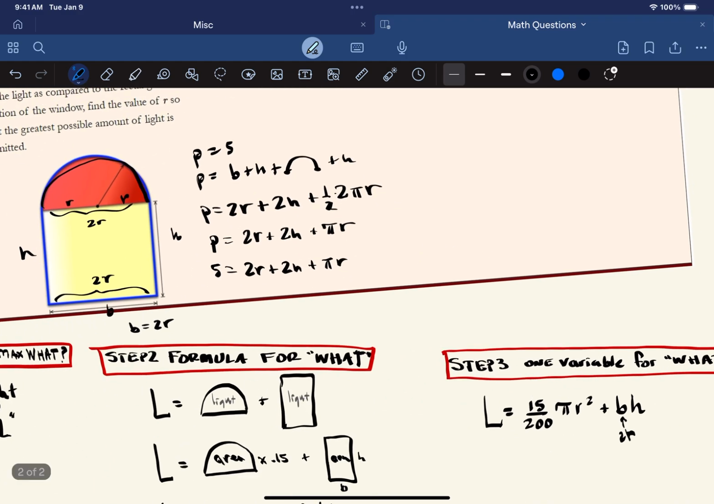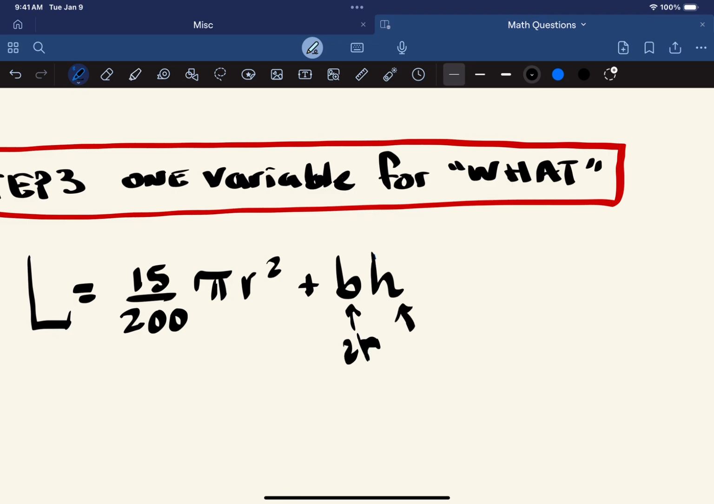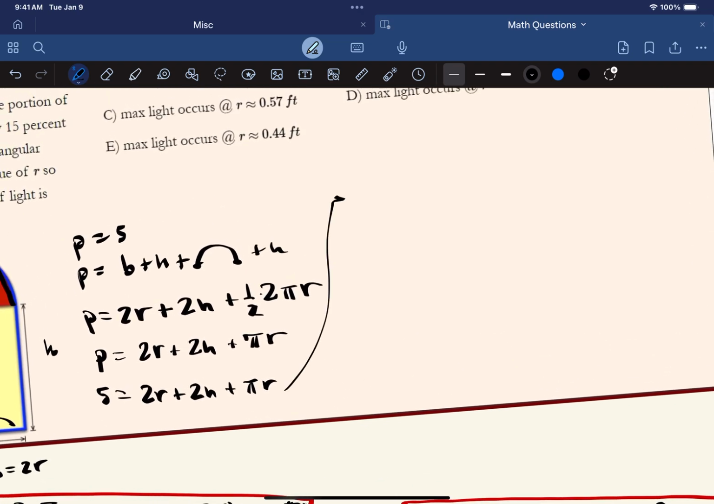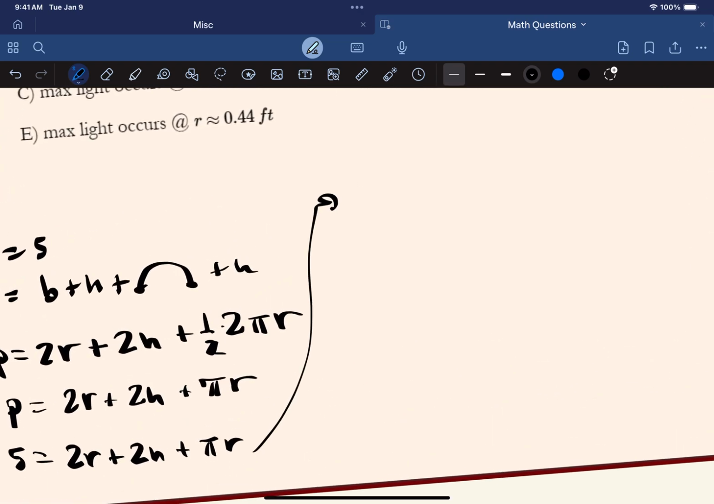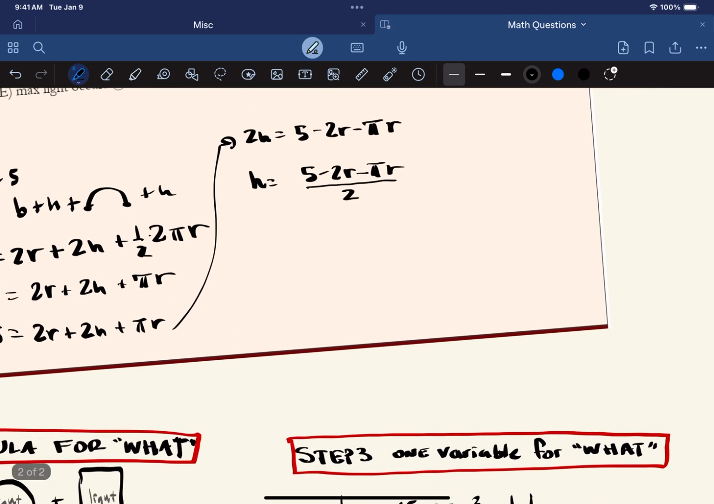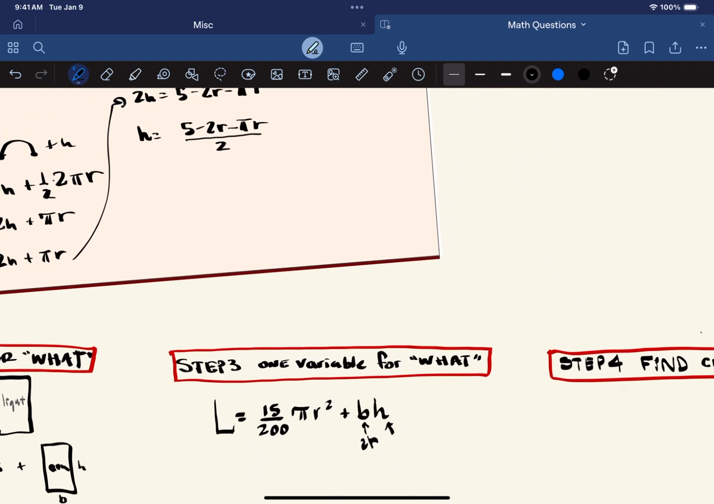Now, remember, let's keep our eye on the ball. We were trying to solve for this guy right here, h, so that we could substitute and have only one variable. So if I take this and solve for h, I would get the following. 2h is equal to 5 minus 2r minus pi r. So h is equal to 5 minus 2r minus pi r, all over 2. You see why they pay me? I make this stuff look easy. So h is equal to 5 minus 2r minus pi r, all over 2.